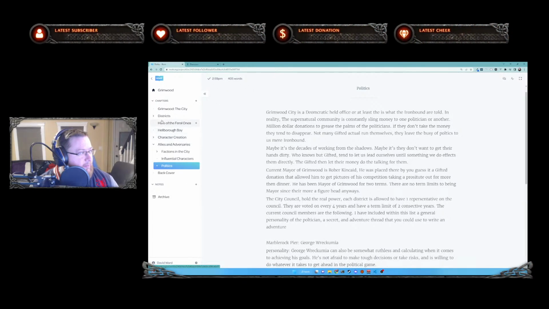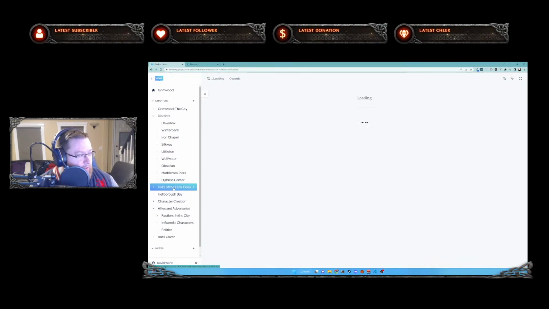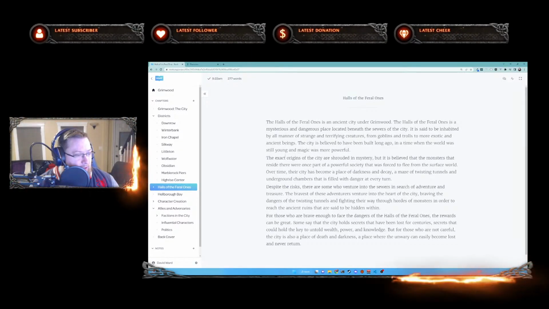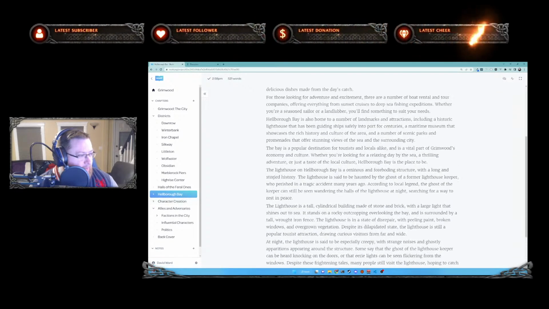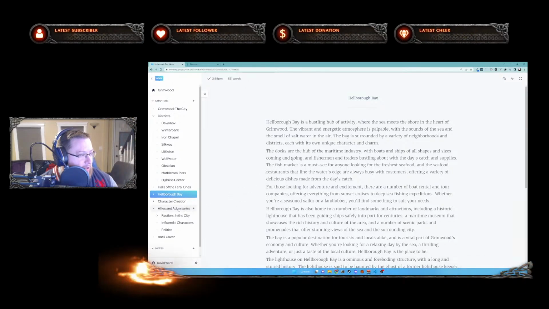I have basically most of the districts written down, what they're going to be in the book, including the Hall of the Pharaoh ones, which is under an ancient city down below the sewers of Grimwood. I have a basic idea of Halboro Bay.